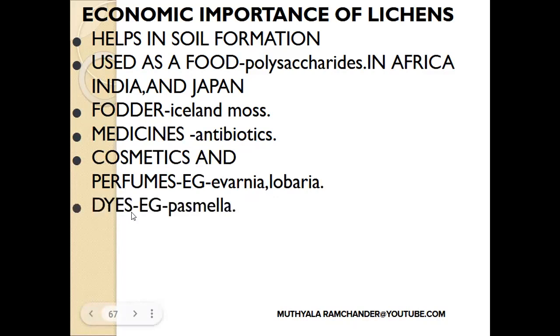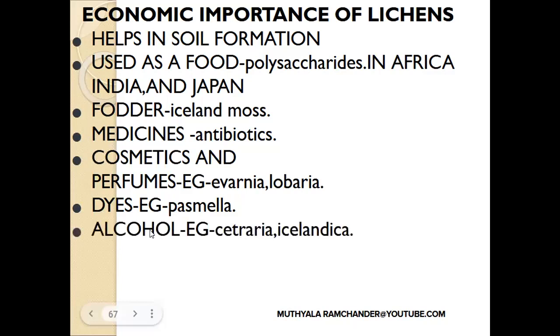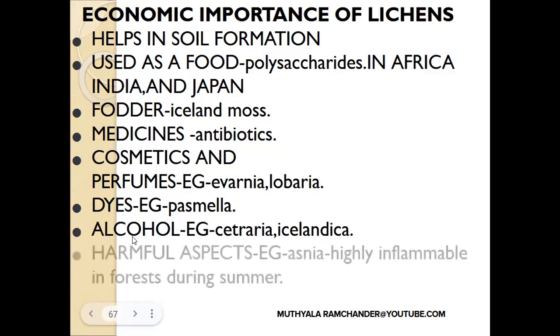And the next one, dyes. Parmelia is one type of lichen mainly used in making dyes. Dyes means color making. Different types of colors are made using lichens, and alcohols are also made by lichens. Examples are Cetraria and Icelandica. These are used in making alcohol, and harmful aspects are also present in lichens.